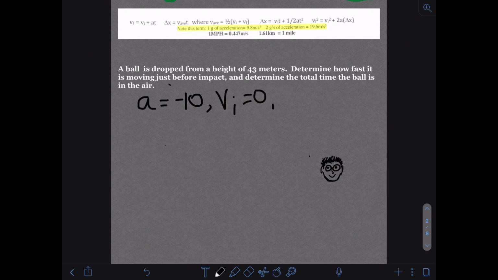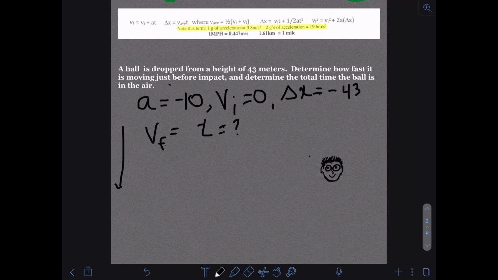It's being dropped. My displacement, now be careful here, guys. This is falling. And what that means is this is a negative 43. The ball is traveling downwards 43 meters. We're solving for VF. I'm going to go after the velocity and the time. So that's the stuff I'm trying to solve for. You can solve this in a couple of different ways. Having the displacement is really critical here.